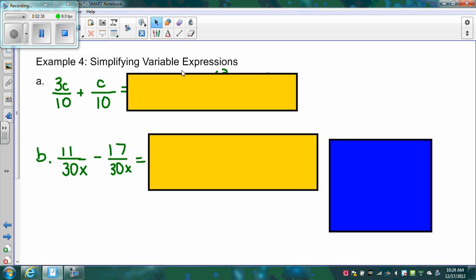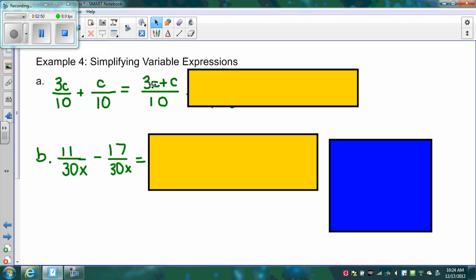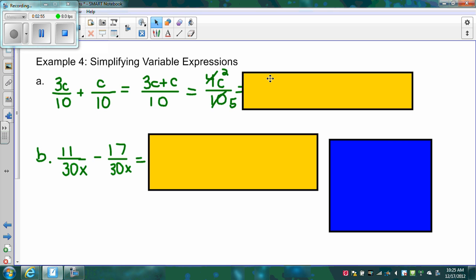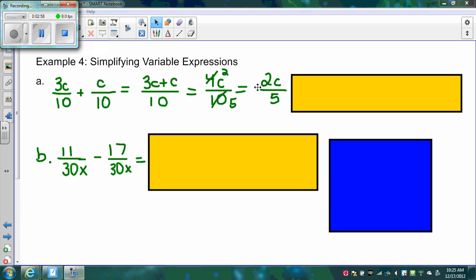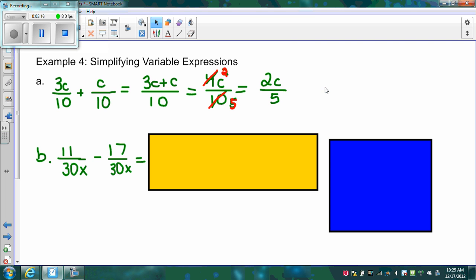So example 4, simplifying variable expressions. So what happens when a variable is in there? So in this case, we have 3c over 10 plus c over 10. In this case, it's like 3c plus c, which is like 1c. So we're left with 4c over 10, but what I did here, this is not an exponent, is we can simplify 4 and 10 to be left with a 2 and a 5, so it simplifies to 2/5 c. So you can simplify these terms as you go.